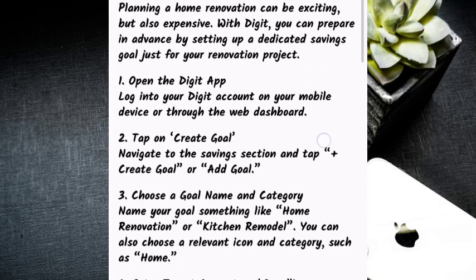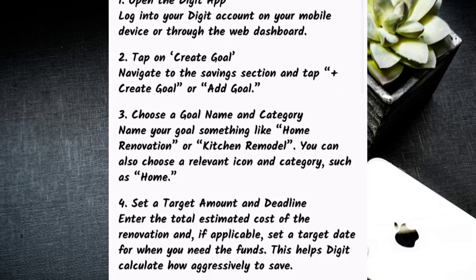So first, open the Digit app, log into your Digit account on your mobile device, or you can just go through the web dashboard. But once you're in, navigate to the Savings section and tap Create Goal or Add Goal.